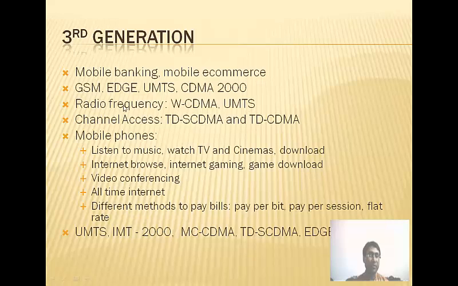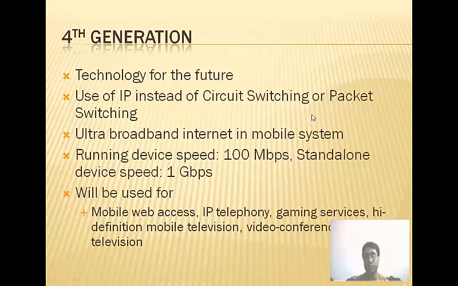The features for third generation mobile phones: they can be used to listen to music, to watch TV, cinemas, download from the internet, music download, internet browsing, internet gaming, game download, video conferencing, all-time connectivity to internet. They are the features of third generation mobile phone sets, and different methods to pay bills, paper bill, prepaid station, flat rate. These are the examples.